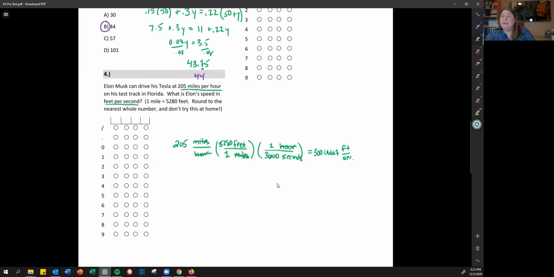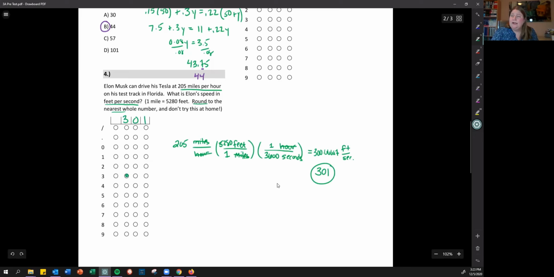All right, we're almost done. Let's keep in mind, round to the nearest whole number. That means we're going to use the rounding rules. So this 6 here is higher than 5. That means I'm going to bump this up to 301 when I round it, and that's what I'm going to put in here.